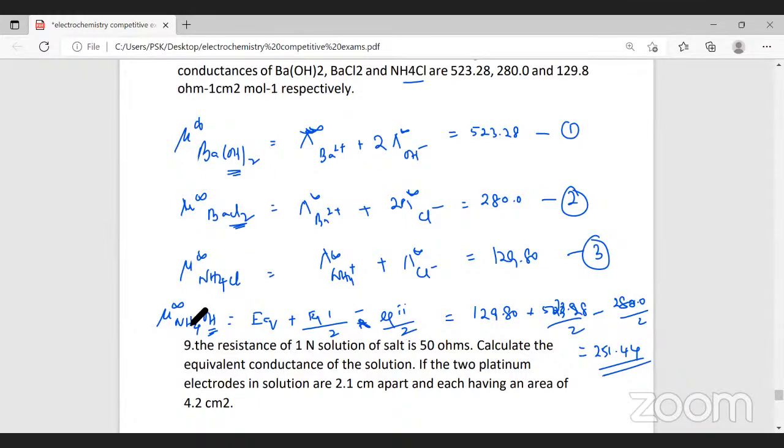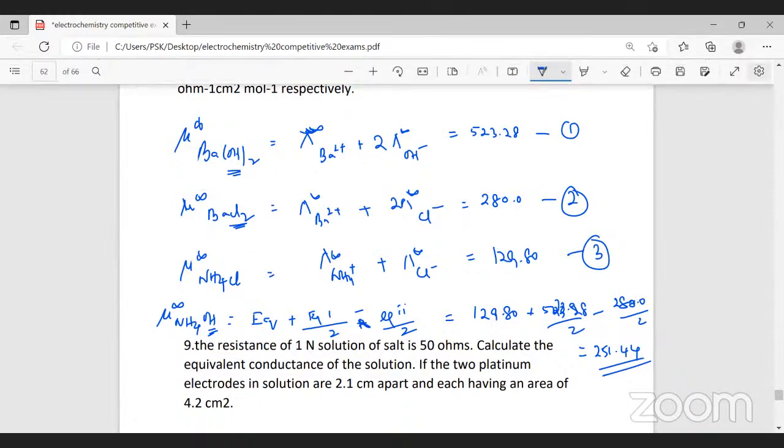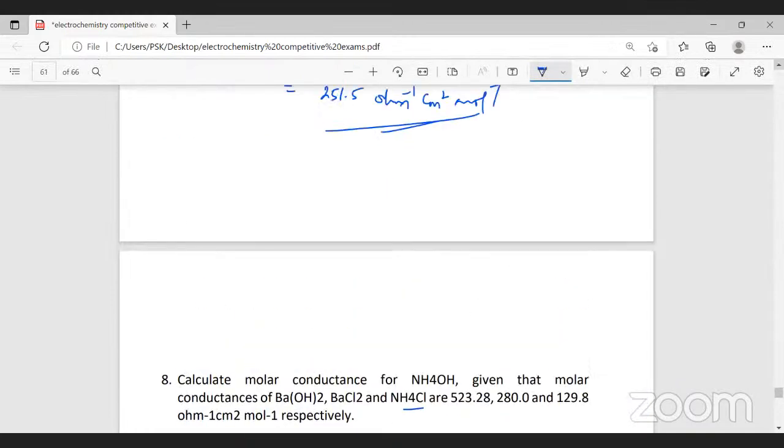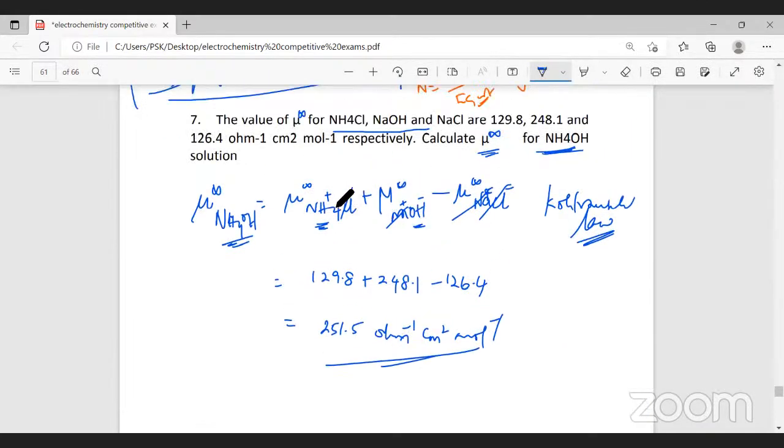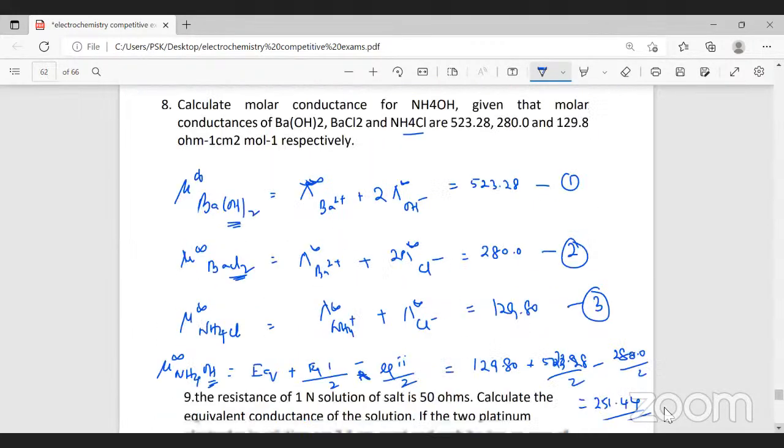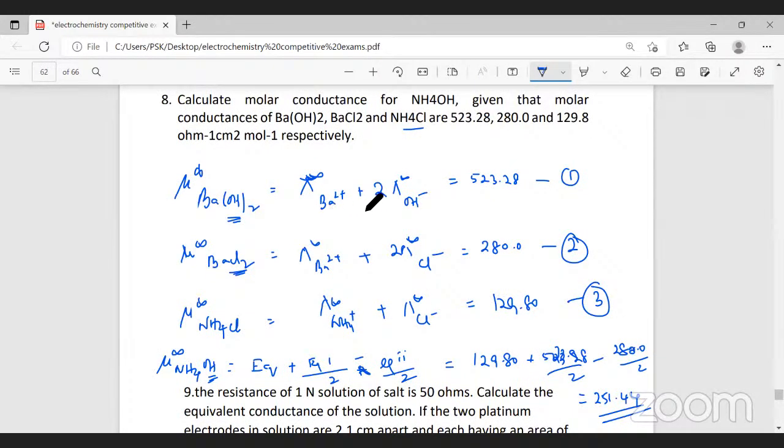See, this is again Kohlrausch's law only. In the previous problem, all are monovalent, so we just added these 2 and subtracted here. But here it's divalent ions they've given. Barium is divalent and you give 2 OH minus. Barium is divalent and you give 2 Cl minus. Therefore, we have to divide these values by 2 and then add up with equation 3. This is equation 3 plus equation 1 by 2 minus equation 2 by 2.